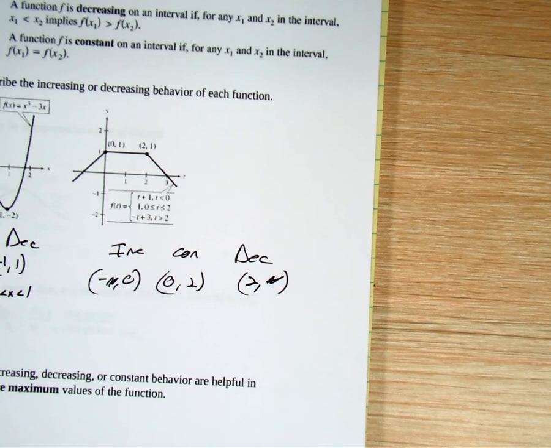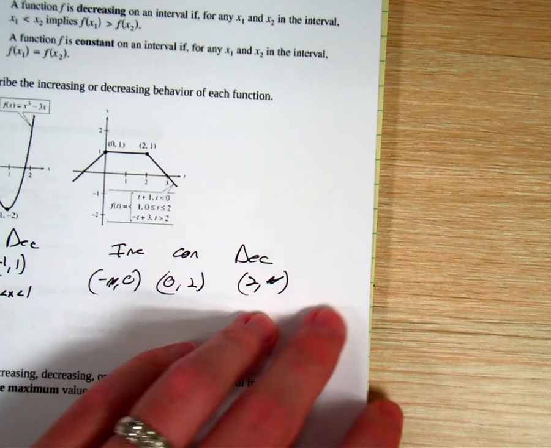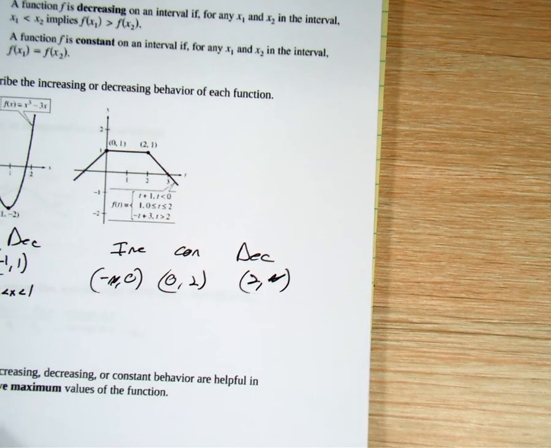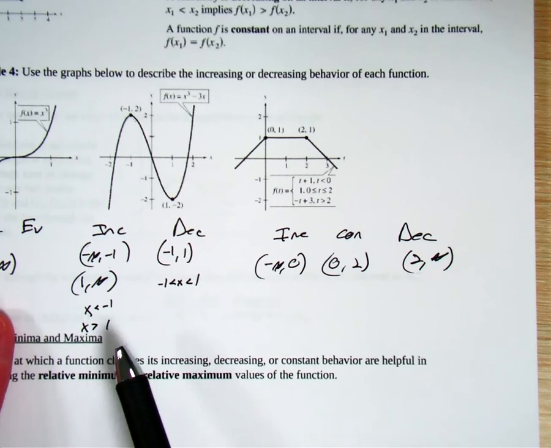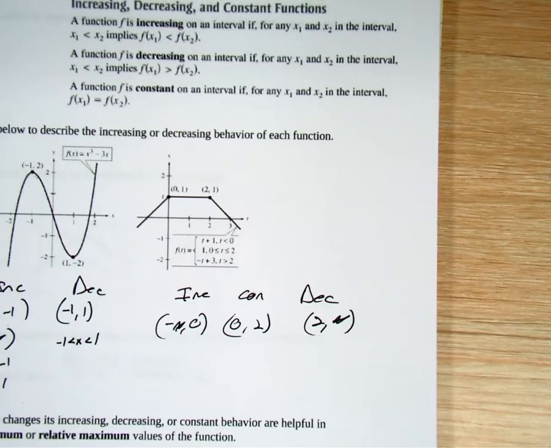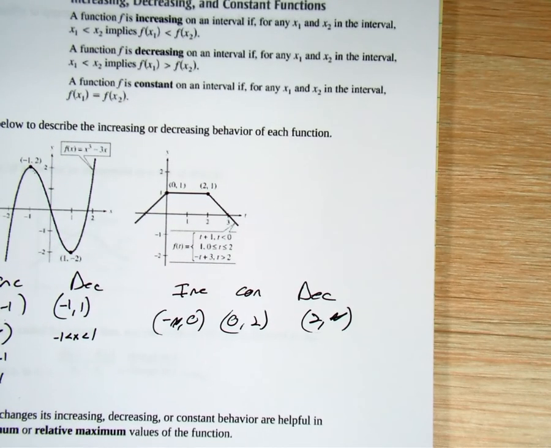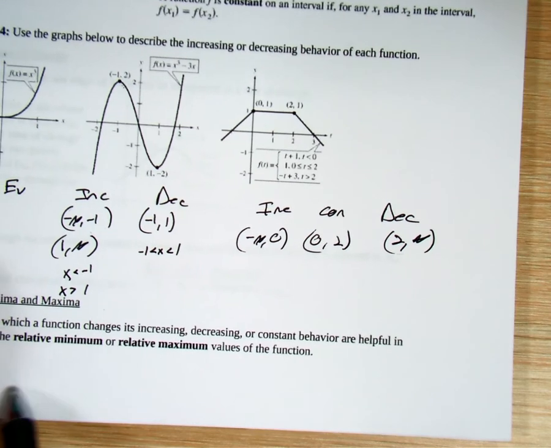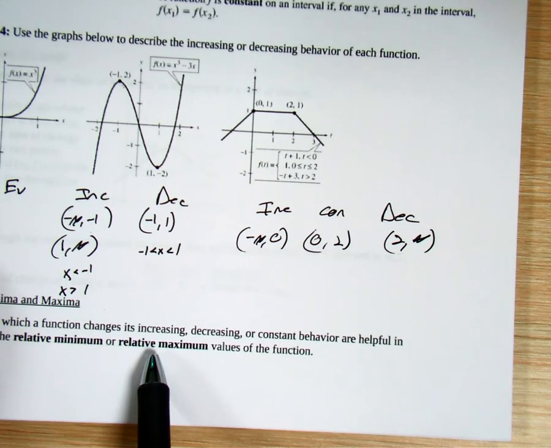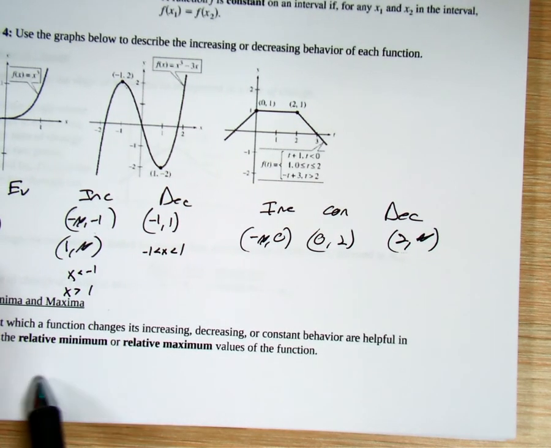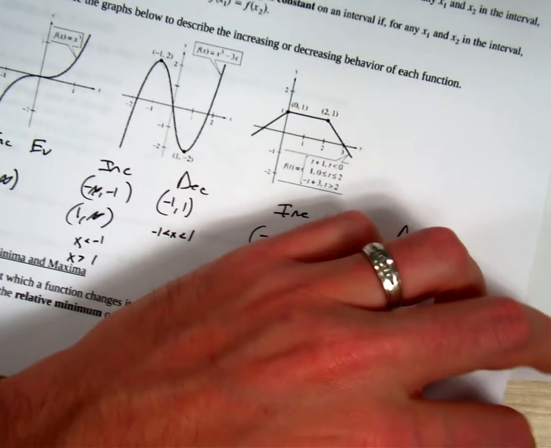All right. There we go. Okay, and again, you could use inequalities like we did over here before if you're more comfortable with that. Max and mins, the points at which a function changes or where it turns around, are helpful to determine max and mins. That's what we got next.